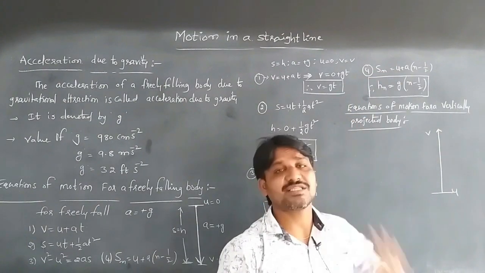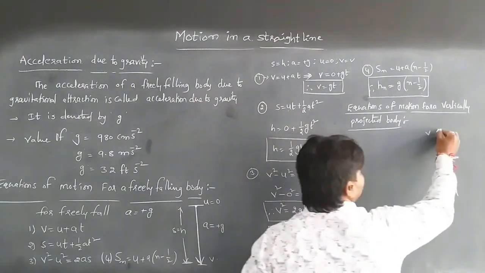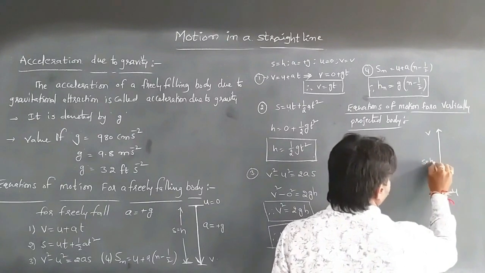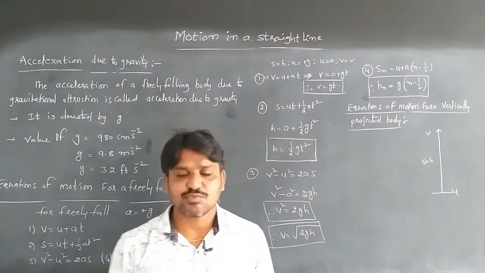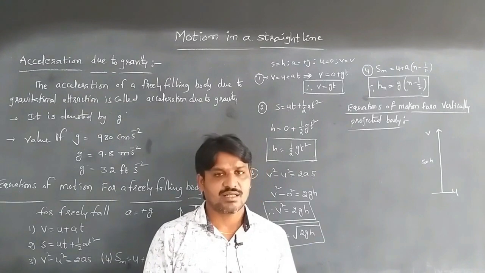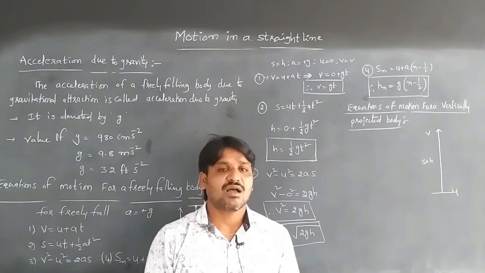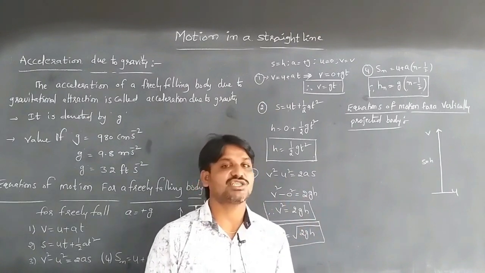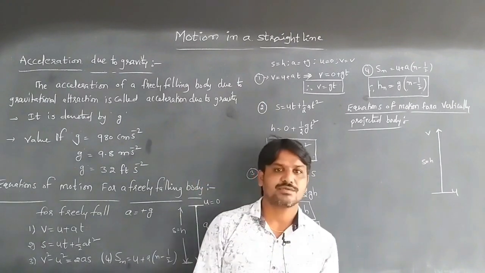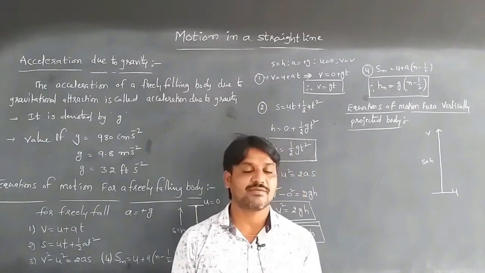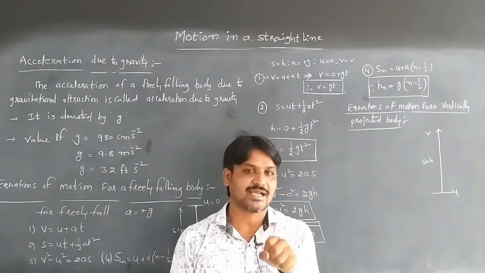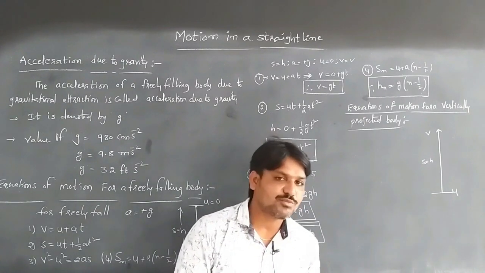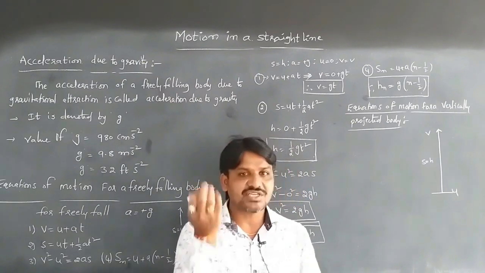If it didn't reach the maximum height, it possesses a final velocity, and s is equal to h. When the body is projected vertically upwards, which is the opposite direction to the gravitational attraction, the acceleration due to gravity will be negative, because the body is moving opposite to the gravitational attraction.